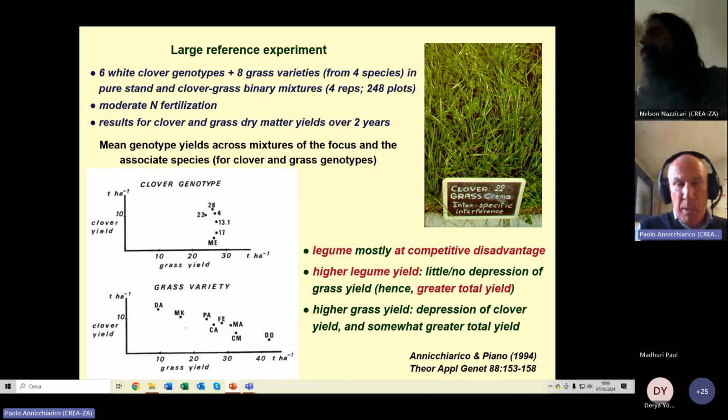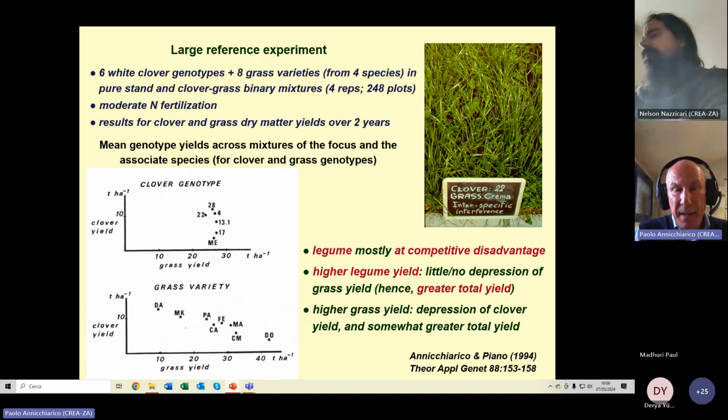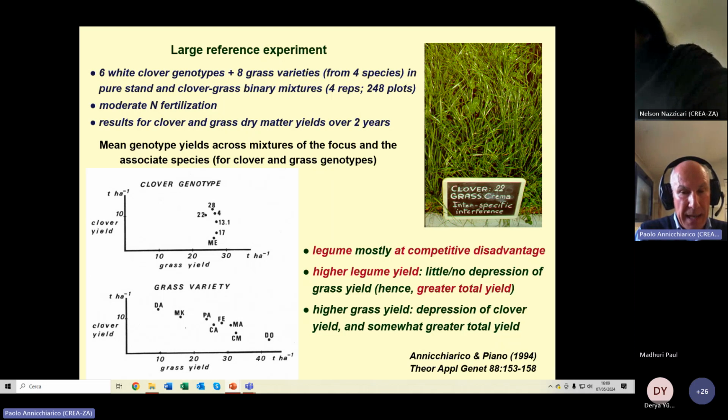And now the problem in understanding how to breed for intercropping is that in the end, there aren't many really useful experiments where we are evaluating a pretty large set of genotypes of one species in pure stand and in mixed stand with a good number of genotypes of the other species. Because these kind of experiments are quite demanding. They require a lot of plots.